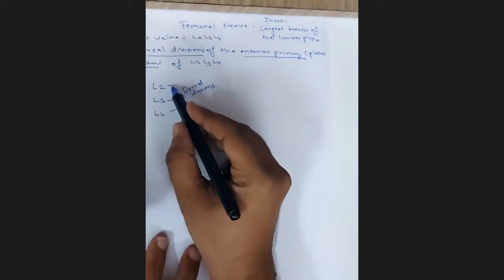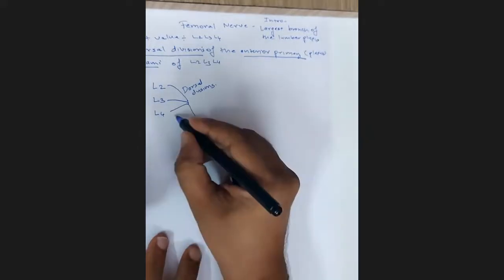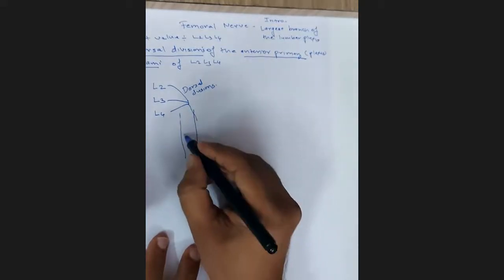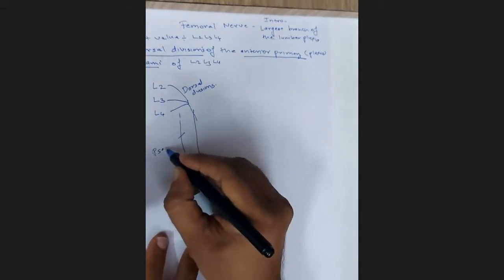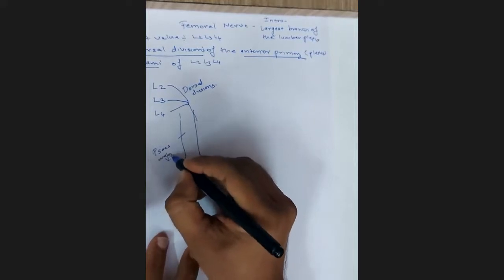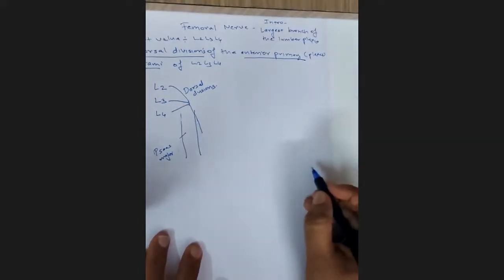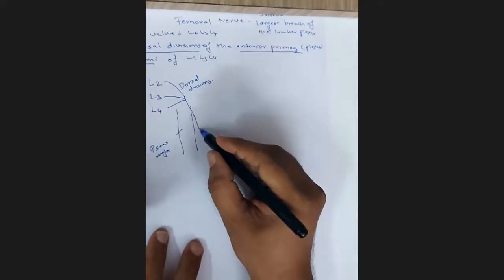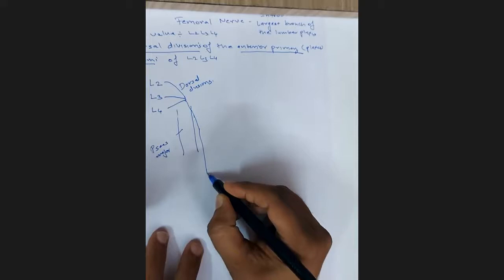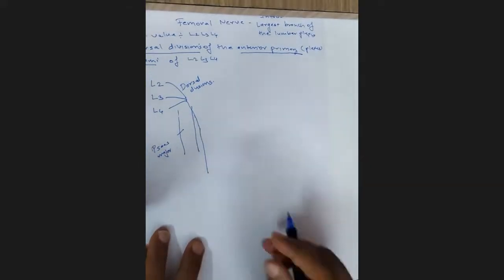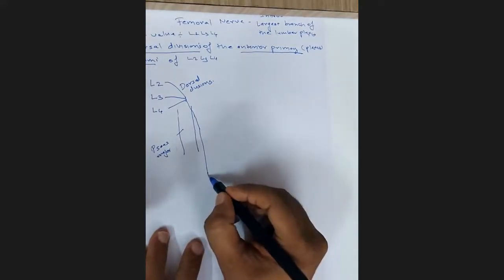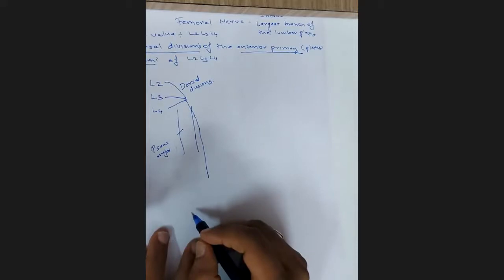Most of these are lying in the psoas major muscle. So this is the psoas major muscle, and the femoral nerve emerges on the lateral side of the psoas major muscle. And then it goes down, and then it crosses the inguinal ligament.